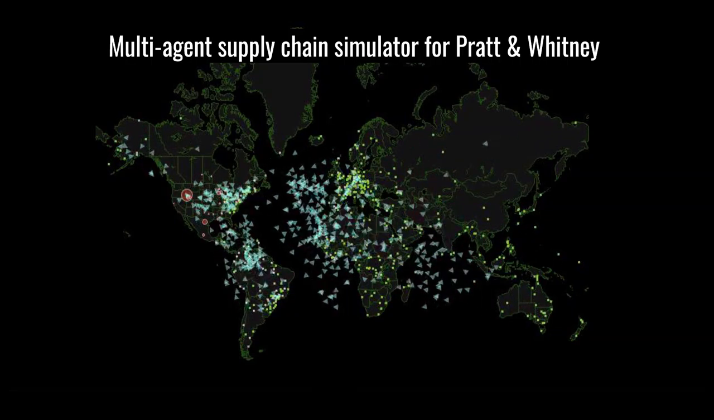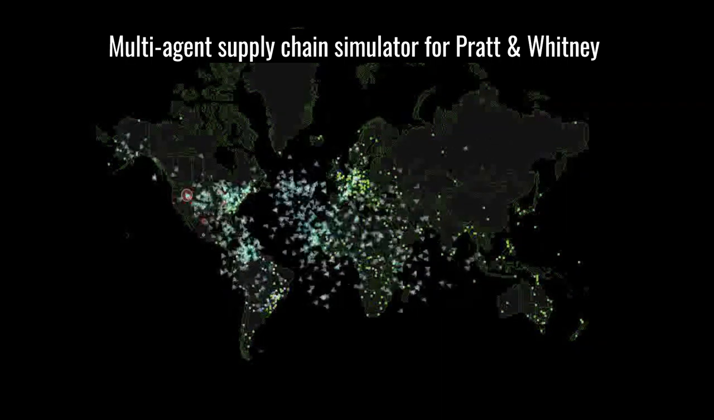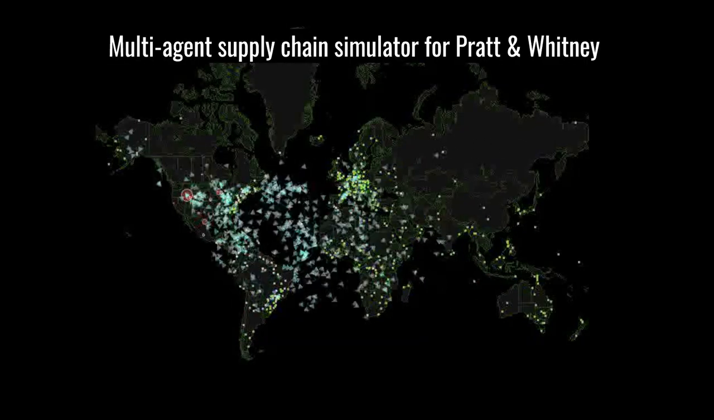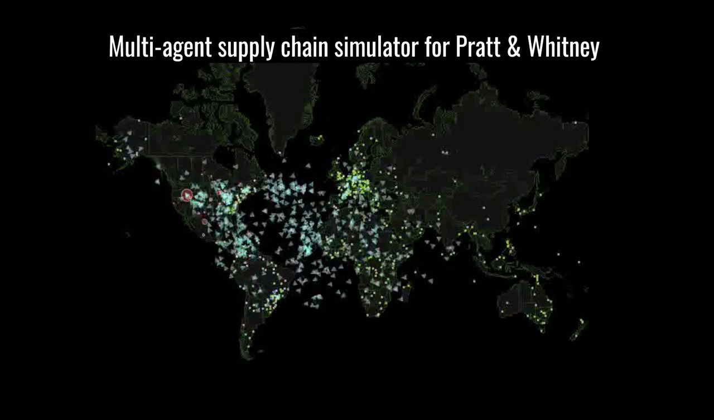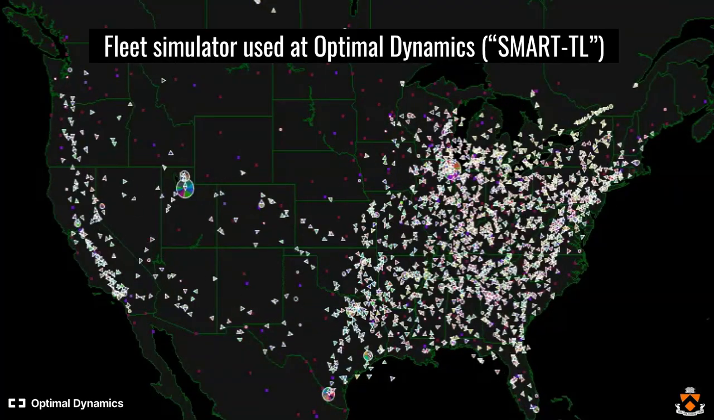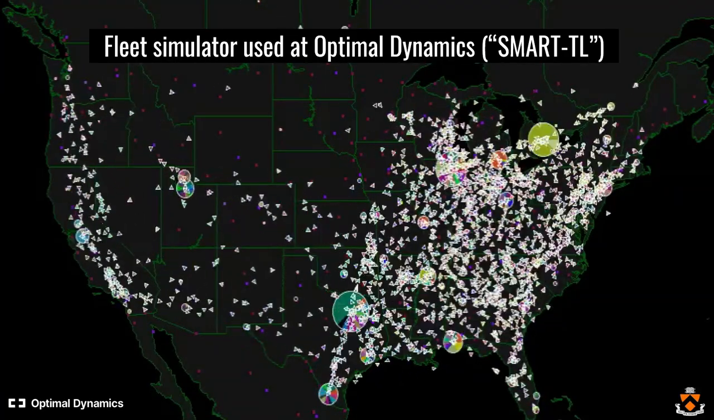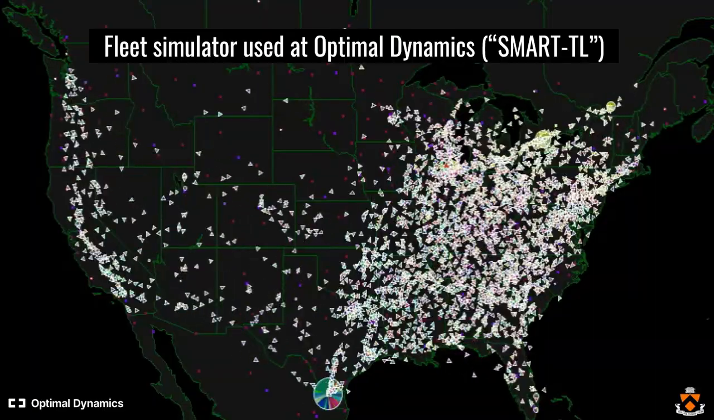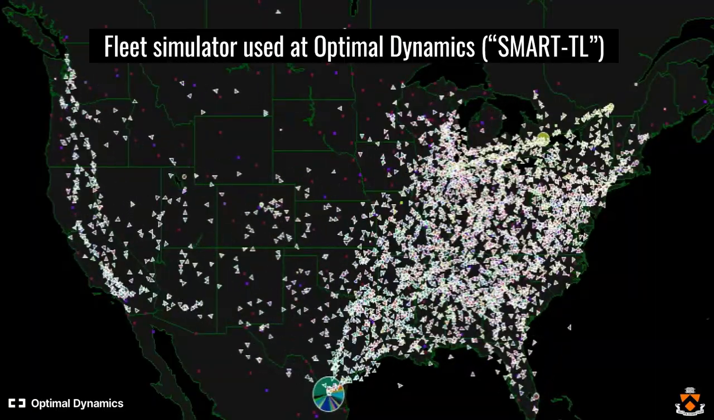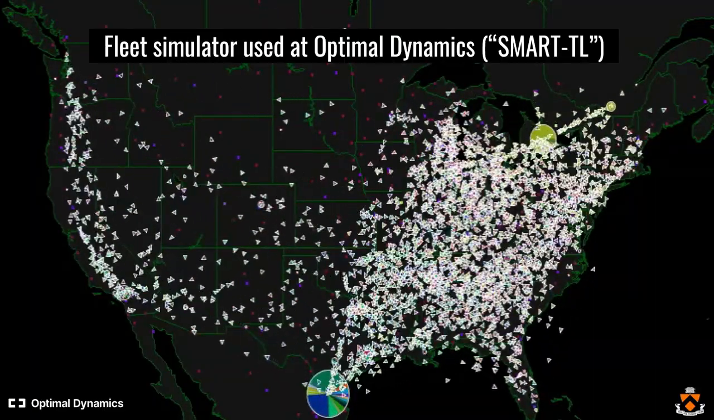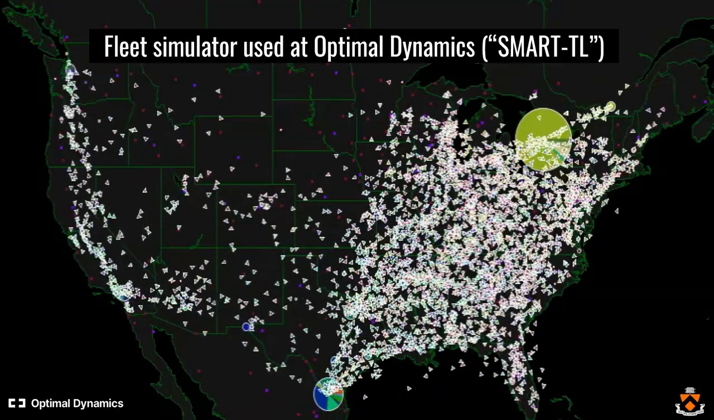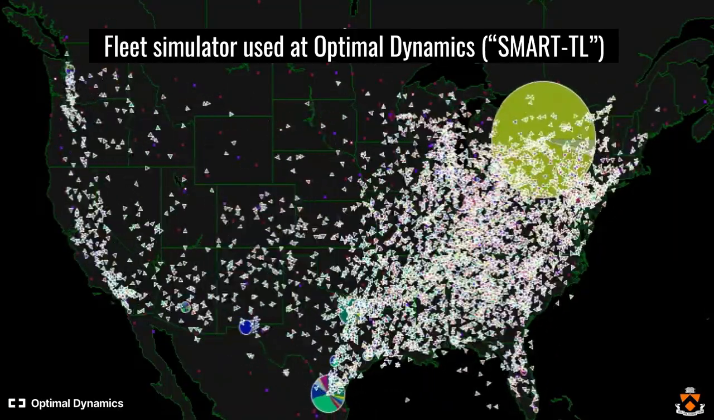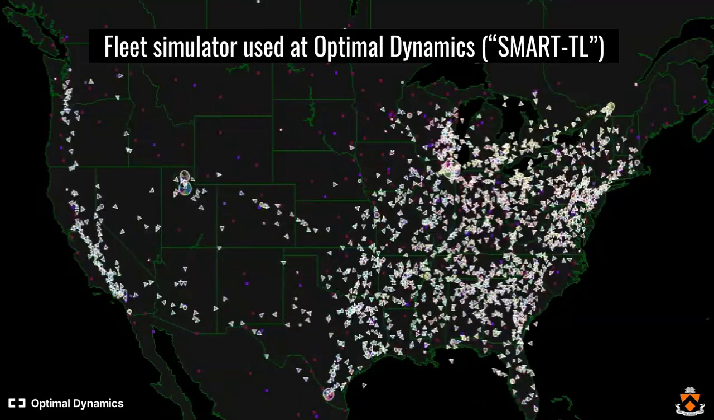So here's an example of a multi-agent supply chain simulator we built for Pratt & Whitney, and we use this to test various policies. This one is a fleet simulator that I originally developed at the university. It's now run at Optimal Dynamics, and they've got the tools where they can calibrate this quickly for any new customer. And boy, do we lean on this simulator to test different parameters, because we don't want to be playing with various parameters and put it into the field where it might work poorly, because we can end up losing confidence.